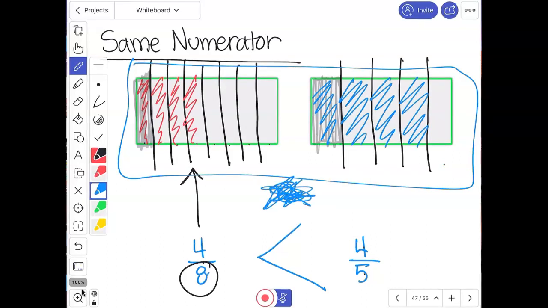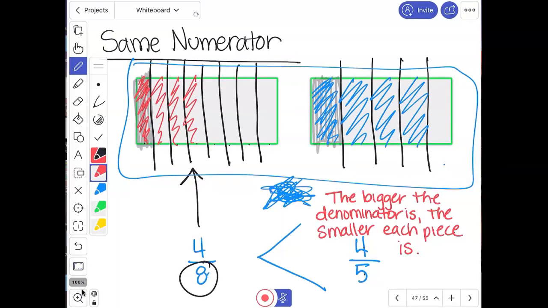When we have the same numerator, we look at the denominators. But the bigger the denominator, the smaller the slice. Do you see that here? A fifth is a lot bigger than an eighth. So the bigger the denominator, the smaller the slice.